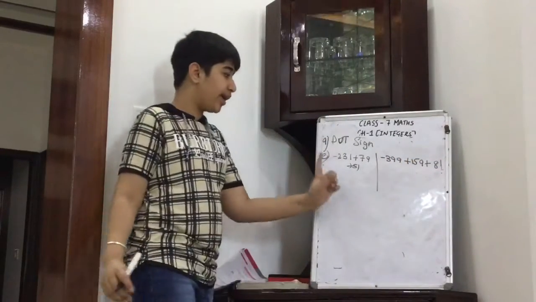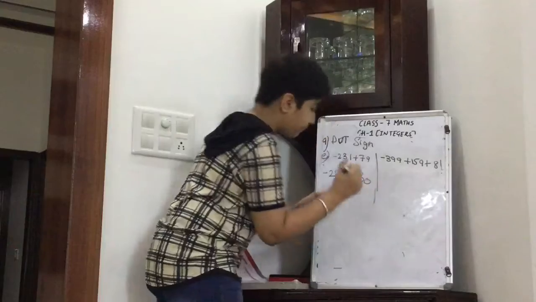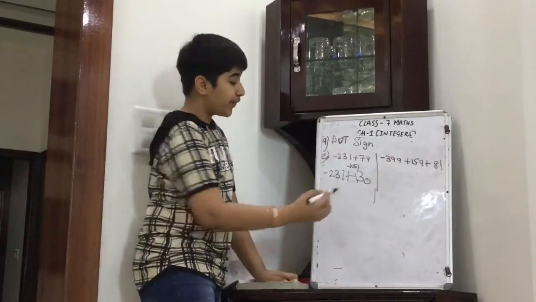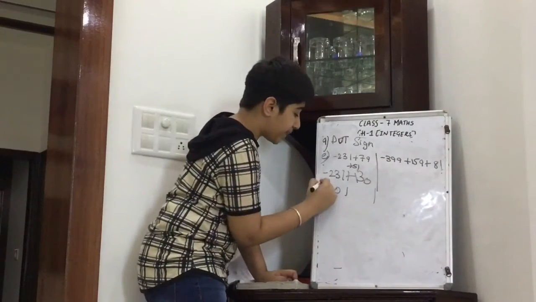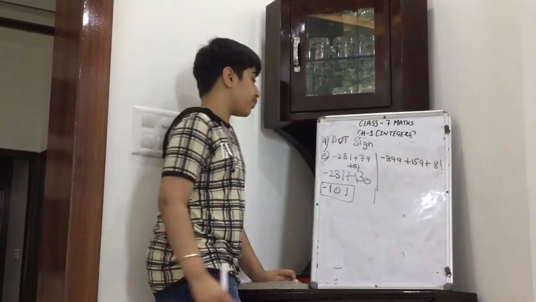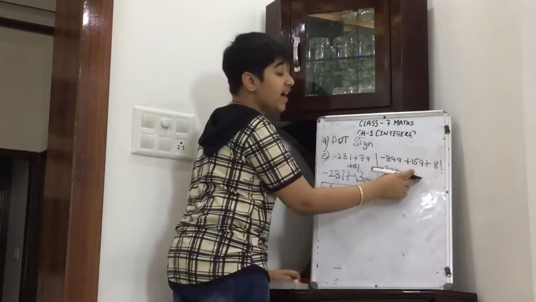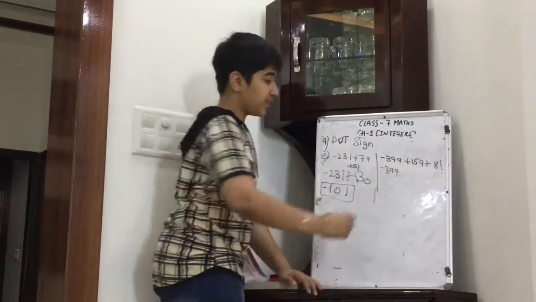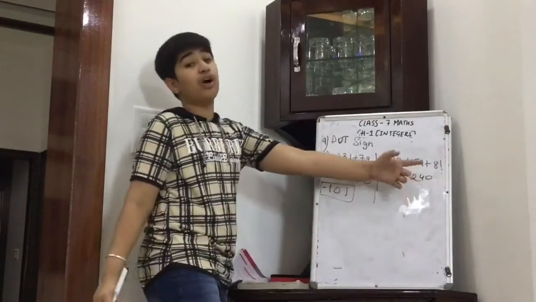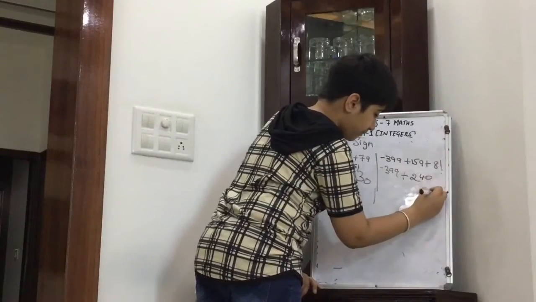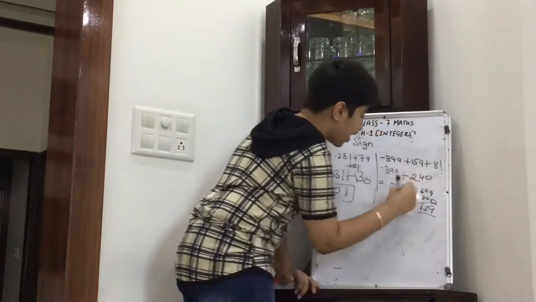Okay. Now let us do this addition. Addition of this gives us minus 231 plus 130. So when we subtract this and this, we get 101, and 231 is bigger, so we can put minus 101. Coming to the next question as well. So here it's 399, and adding these gives us 240. Doing 399 minus 240 gives us 159. So it's minus 159, because 399 is bigger.